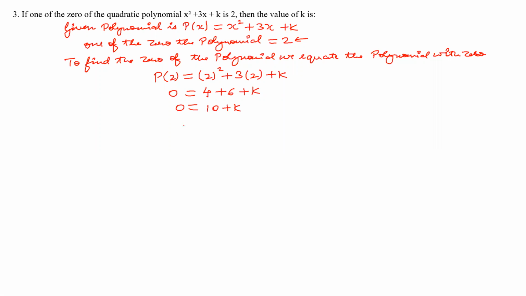So the value of k will be what? Minus 10. Few students got plus 10, but it is wrong. The value of k will be minus 10. Is it clear to you?